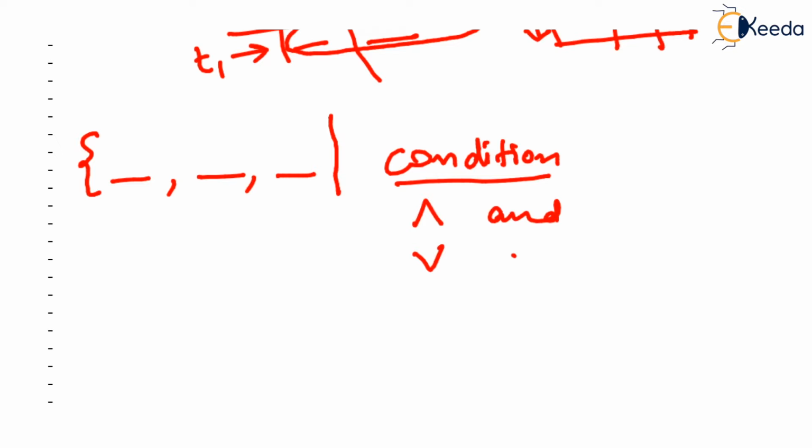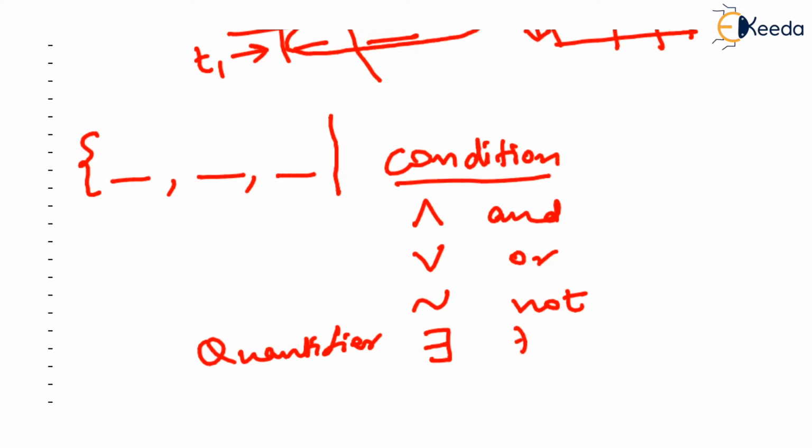or, not, just as in a general Boolean expression we use these connectives, isn't it? Further, it can contain quantifiers. Just check this word: this condition can contain quantifiers. And there are two quantifiers used. One is there exists. The symbol is read as there exists. And another quantifier, this symbol, is read as for all.